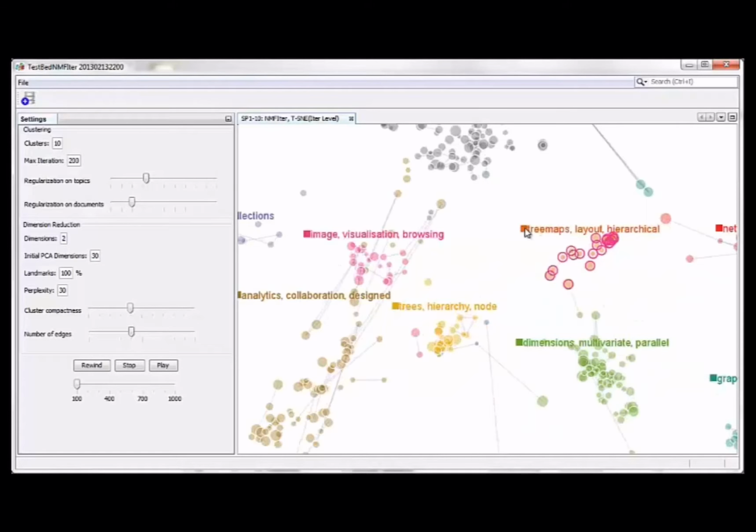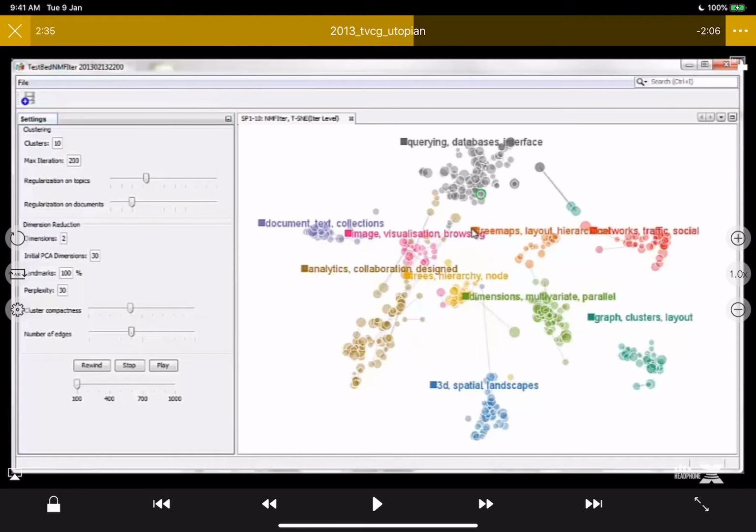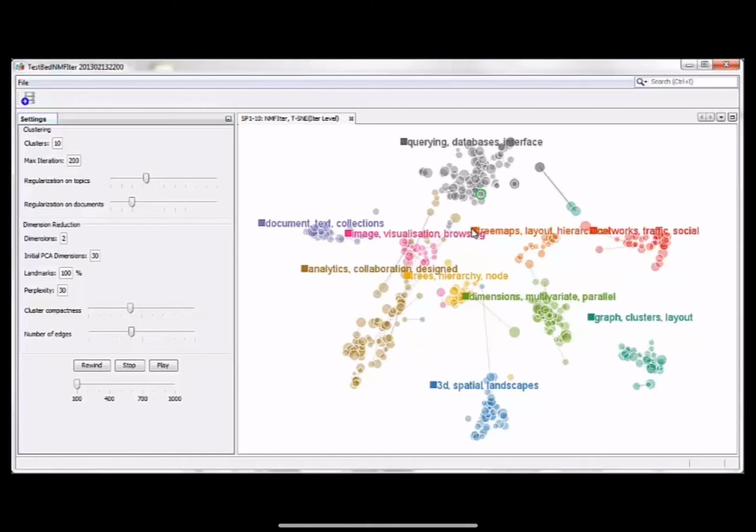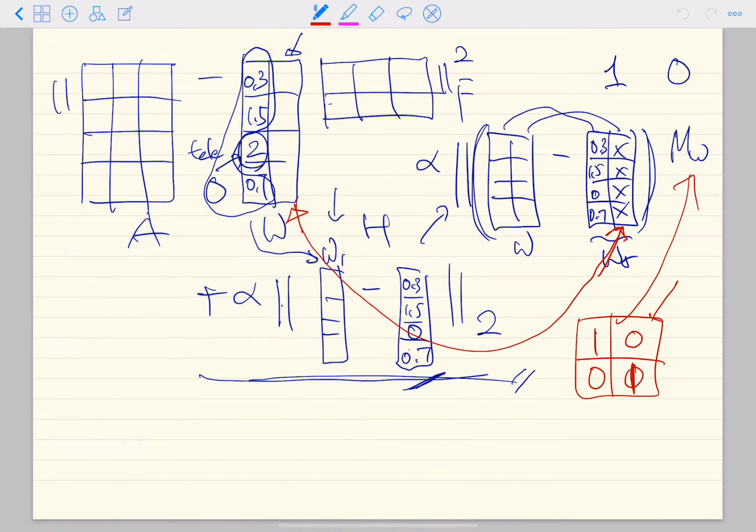Okay, so trees and the hierarchies and so on. And this orange one, tree maps and layout and hierarchy, and trees and hierarchy and node, and those two are seemingly quite close topics. So we can just merge them together, right? In this case, we can also manipulate those elements in our W and H. So how can we perform this cluster merging from the perspective of matrix factorization?